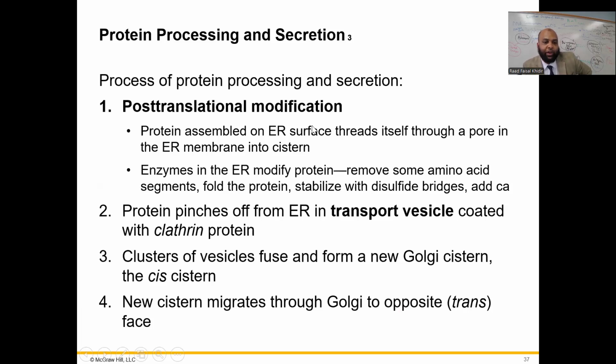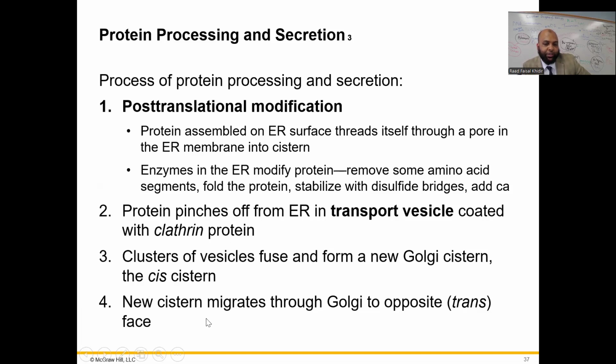Post-translational modification is when a protein is assembled on the endoplasmic reticulum surface and threads itself through a pore in the endoplasmic reticulum membrane into a cistern. The enzymes on the endoplasmic reticulum modify the protein, remove some amino acid segments, and fold the protein, stabilized with disulfide bridges. The protein pinches off from the endoplasmic reticulum in a transport vesicle coated with a clathrin protein. This clathrin protein is going to yield in the end a clathrin-coated pit, as we will see in a little bit. The clusters of vesicles fuse and form a new Golgi cistern known as the cis cistern.